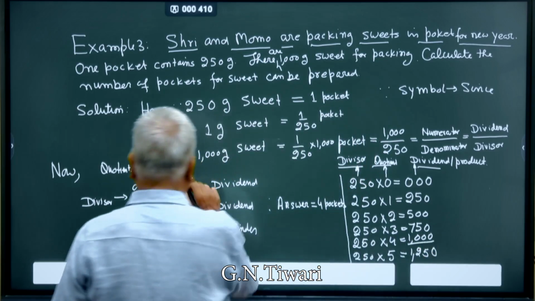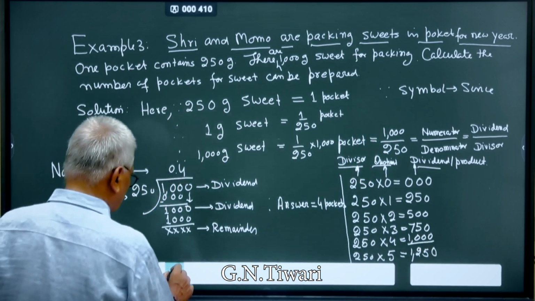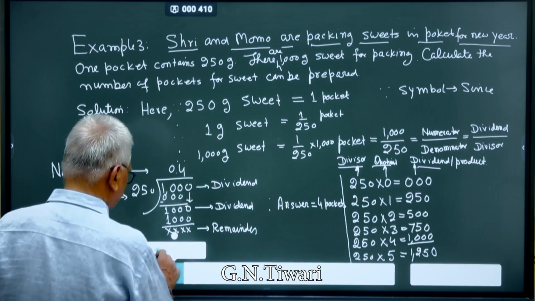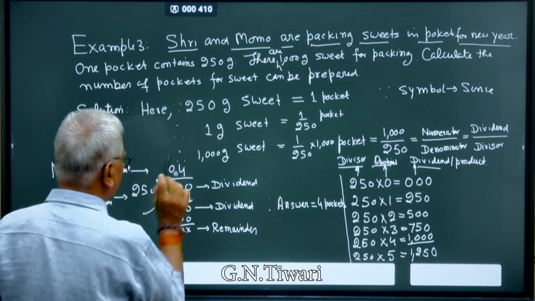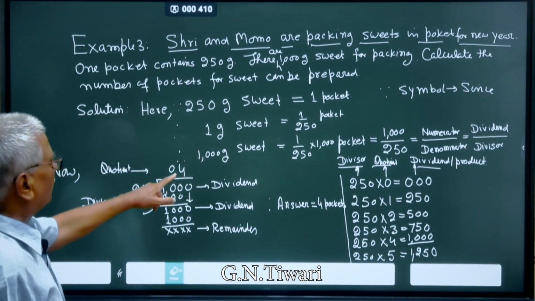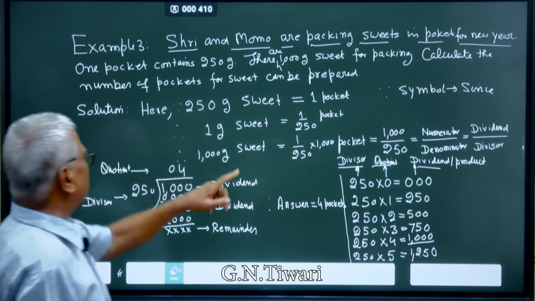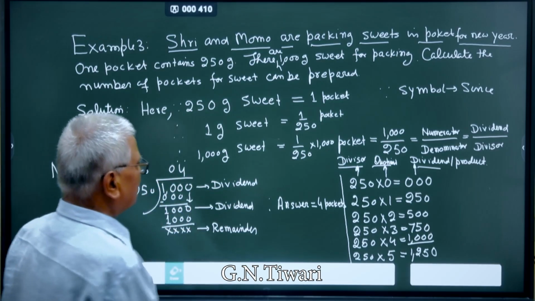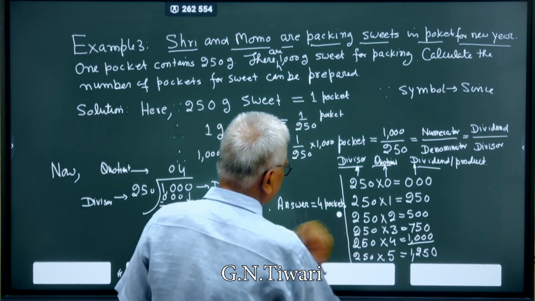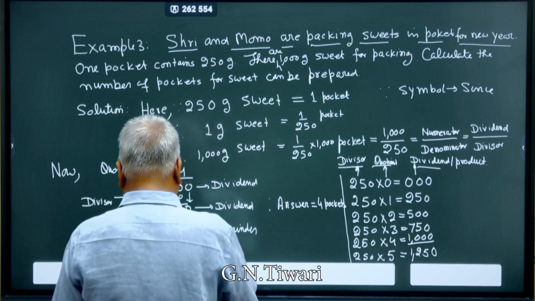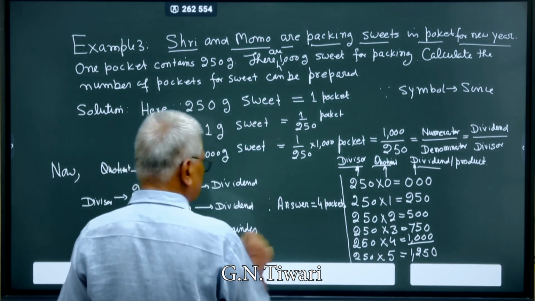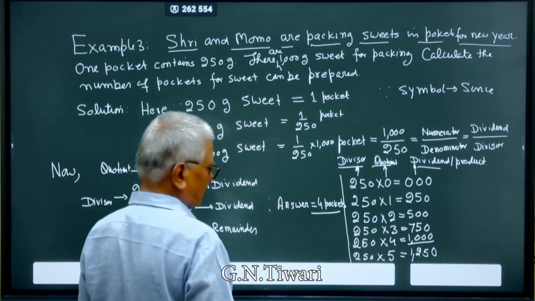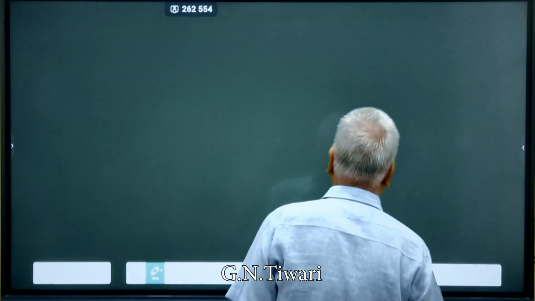Here it is not a point, it should be only a number. There is no need of a point. So it can go 4 times. That means you need 4 packets. Answer is 4 packets. That is how one should proceed further. Next.